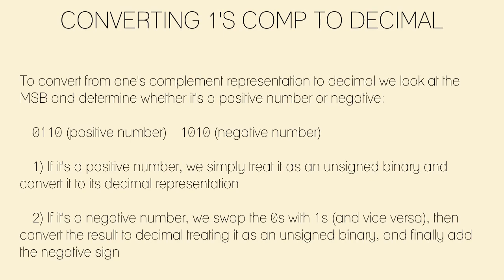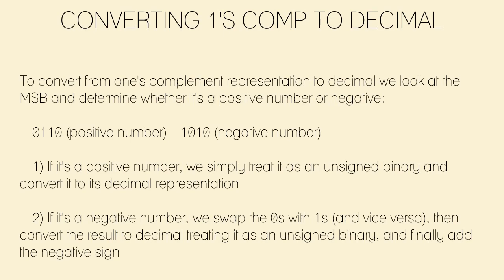The process begins by examining the most significant bit, or MSB, of the binary number. The MSB, usually the leftmost bit, tells us whether the number is positive or negative. Let's take the binary number 0110 as an example. Here, the MSB is 0, indicating that this is a positive number. On the other hand, the binary number 1010 has an MSB of 1, indicating it's a negative number.